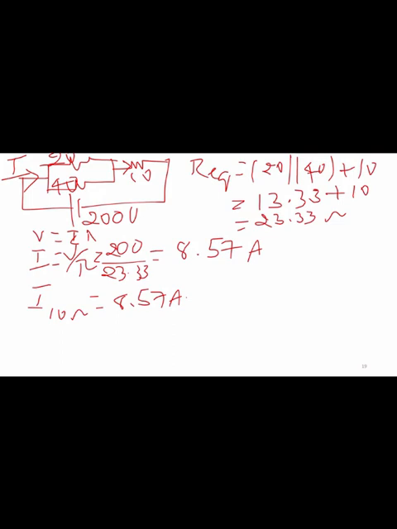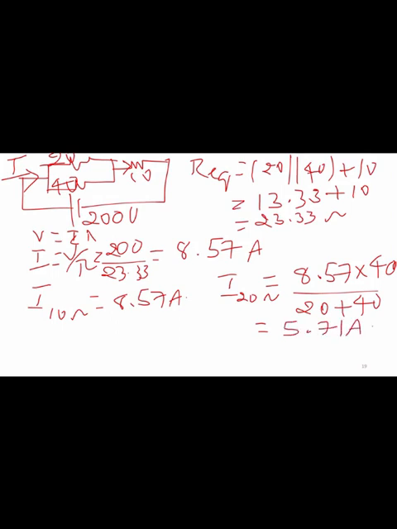Next we need to find the current flowing through the 20 ohm resistor and the 40 ohm resistor. We can use the current division rule again. The current flowing through the 20 ohm resistor is given by the total current, 8.57, into the opposite resistor connected in parallel with it, that is 40, divided by the sum of the parallel resistors, 20 plus 40. If you simplify this, we get the answer as 5.71 amps.